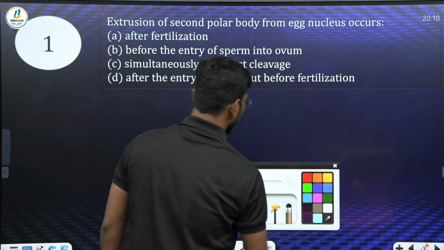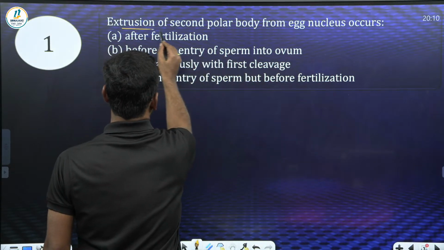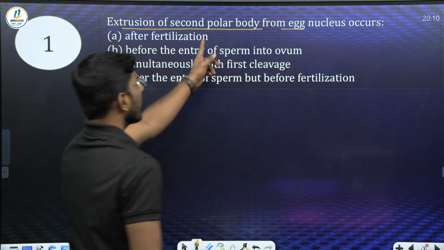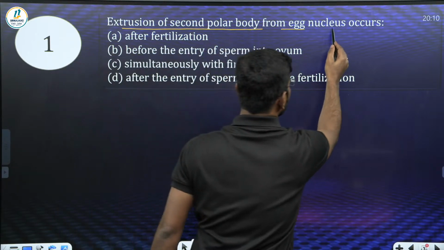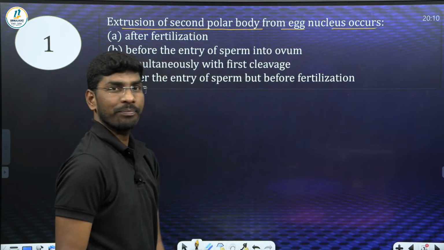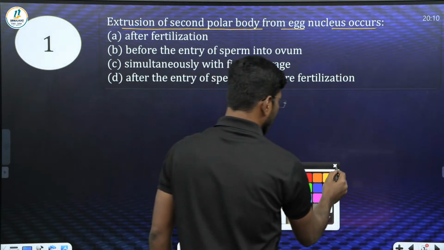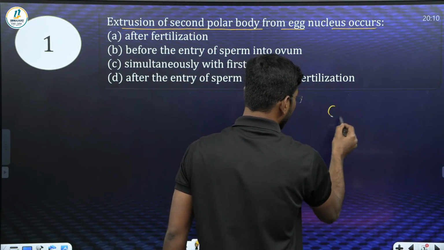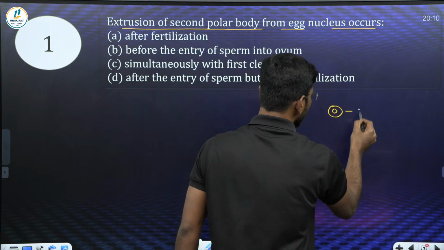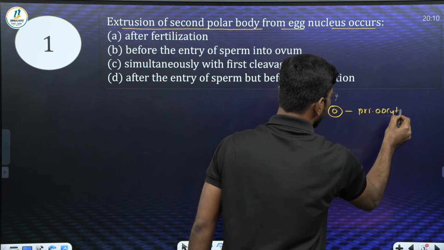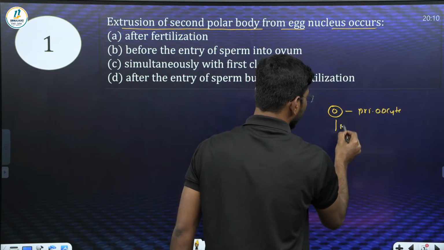The first question tells us about the exclusion of the second polar body from the egg. Second polar body from the egg nucleus occurs, they are asking. We have learned the oogenesis process, right? Primary oocyte, this is called primary oocyte. So primary oocyte undergoes a process called what? Meiosis 1, yes or no?